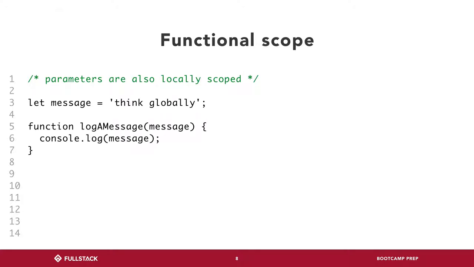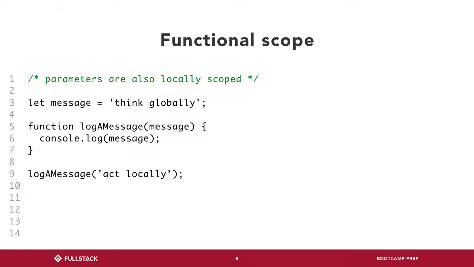Parameters are also locally scoped. This is what confused me a lot: what does this really mean when I put this parameter between these parentheses? What am I really doing here? You're basically doing let message equals message. You're not writing it out, but under the hood, it's doing let message equals message. We went over an example already of that, but that's what you have to think about. You're essentially declaring variables by putting them in these parentheses, like a shortcut way of doing it.